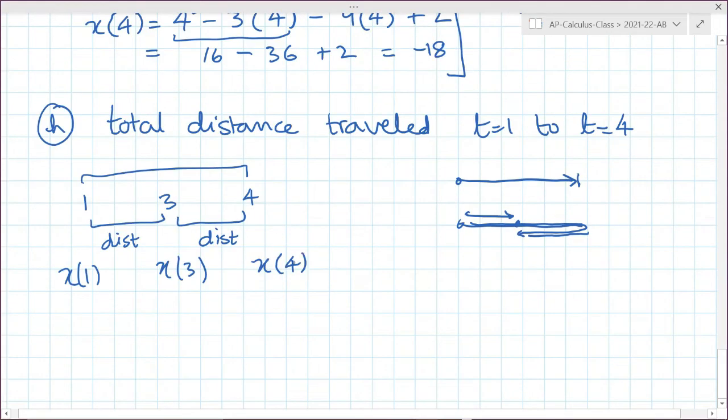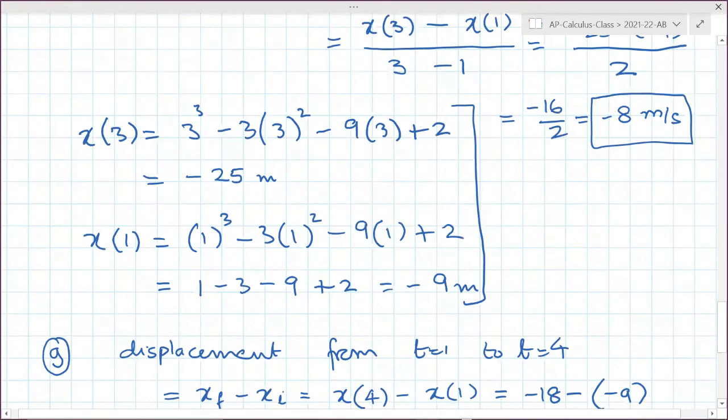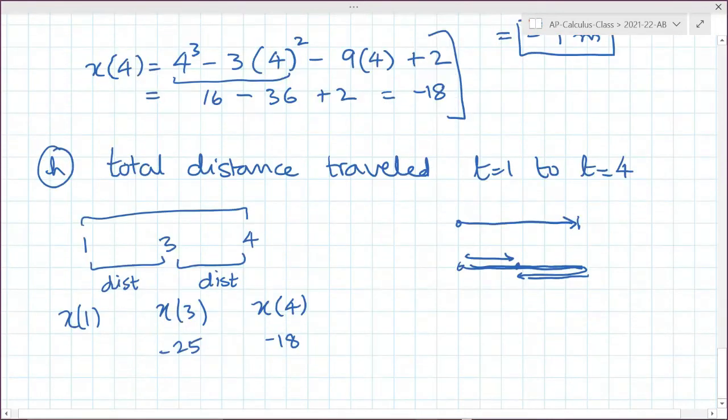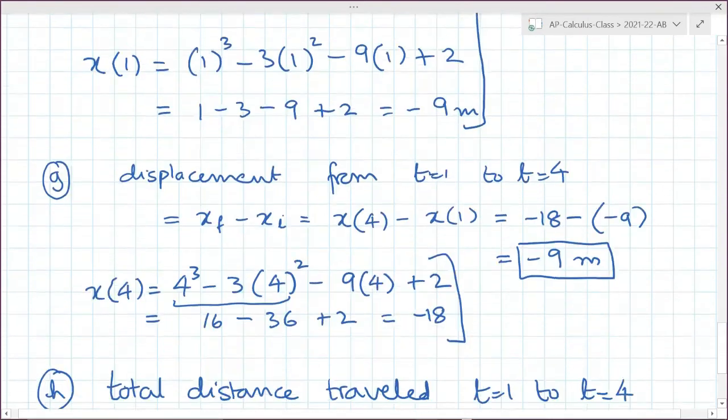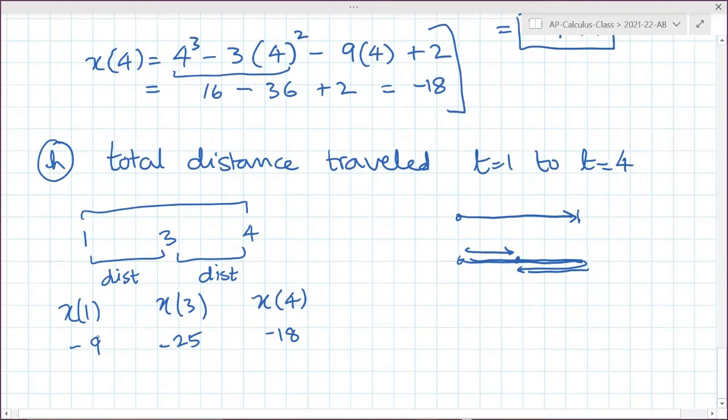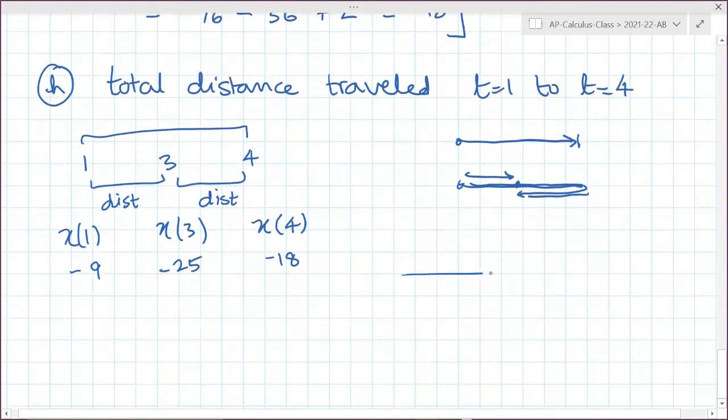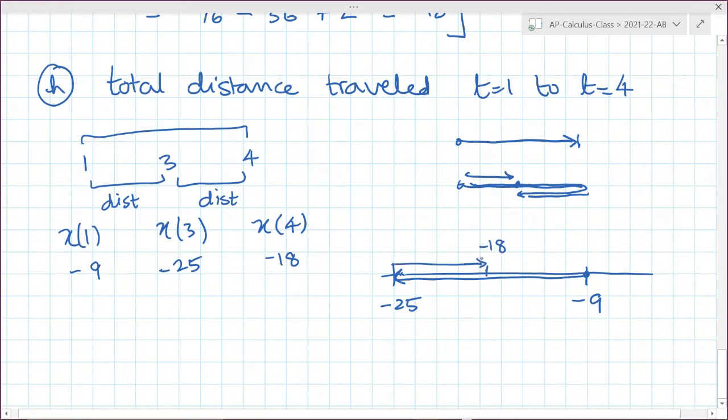We have actually found out all of these. X of 4 is negative 18. X of 3 is negative 25. And X of 1 is negative 9. So if you think about it on the number line, what is happening? It started at negative 9. This is where it started. Then it went down to negative 25, right? It came here. And then it turned around and went up to negative 18. So the distance traveled is this distance plus that distance.